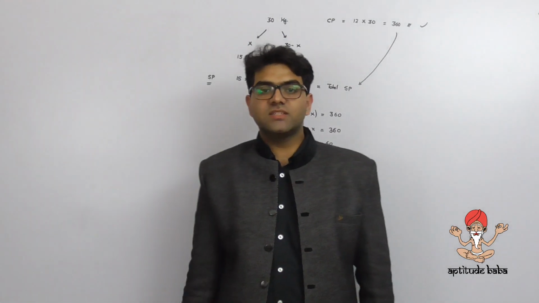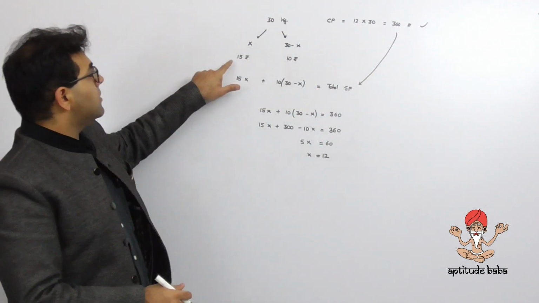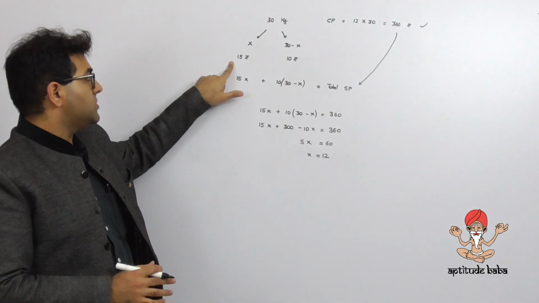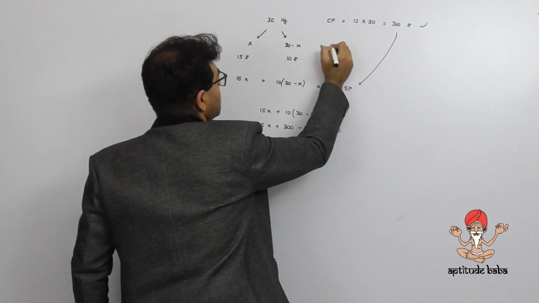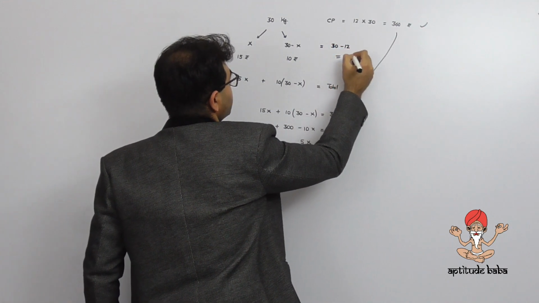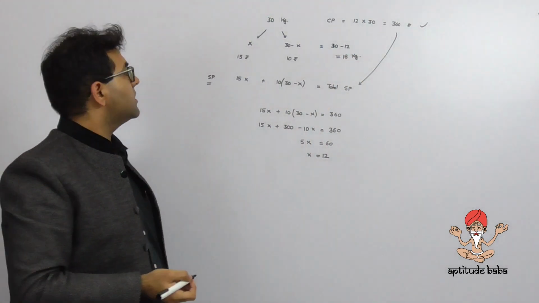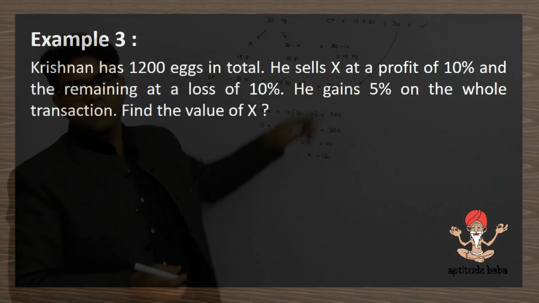Now if your x is 12 and x represented the amount of rice that he had sold at 15 rupees per kg, the remaining part would end up becoming 30 minus 12 or perhaps 18 kg. मेरा क्वेश्चन ये था कि उसने कितने राइस को लॉस पे बेचा है. उसने 18 kg राइस को लॉस पे बेचा है.